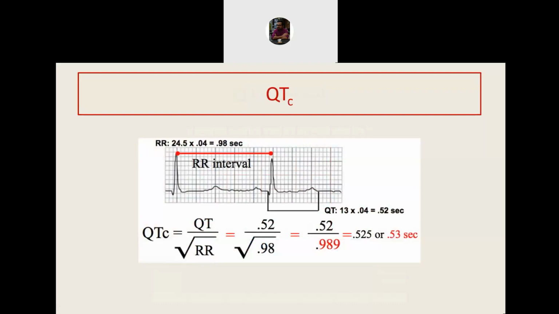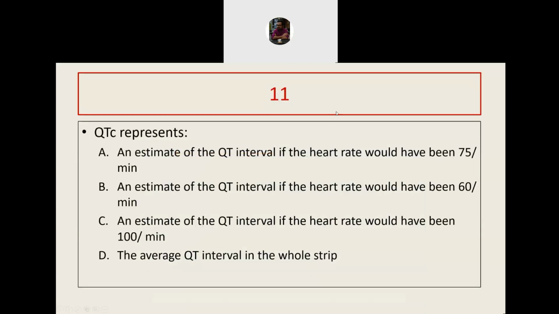I told you about corrected QT. So one way of correcting the QT is that the QT interval is divided by root over RR interval. This adjusts the QT for a standardized heart rate. I will explain that later. And by this method, you can find out the corrected QT or QTC. So before I go into the discussion, what is your idea about QTC? Let me see. What does QTC represent? Read the 4 points and you say, what do you think? What is a corrected QT?